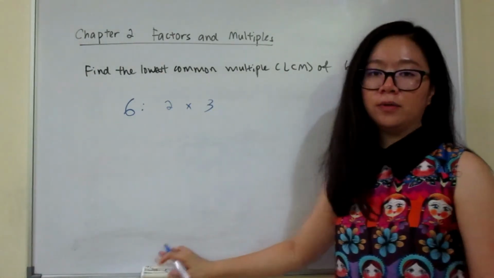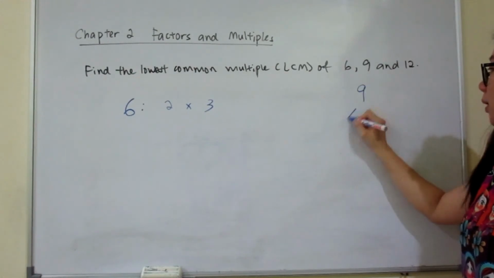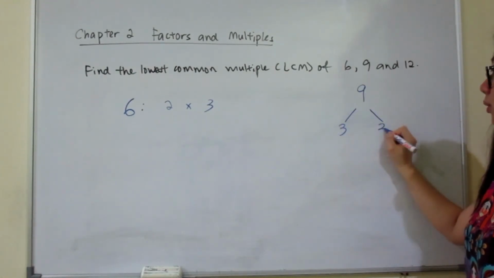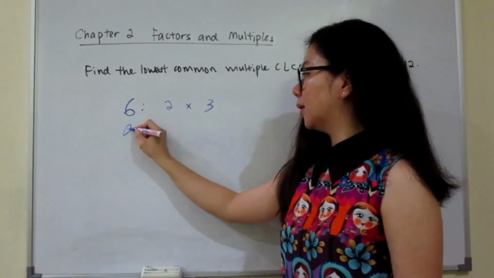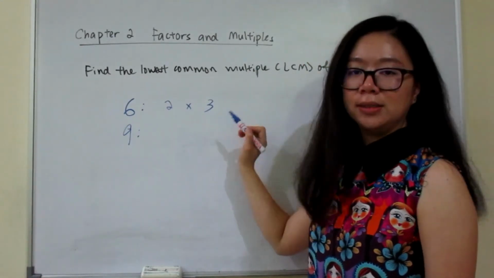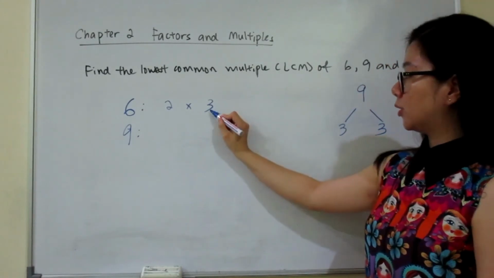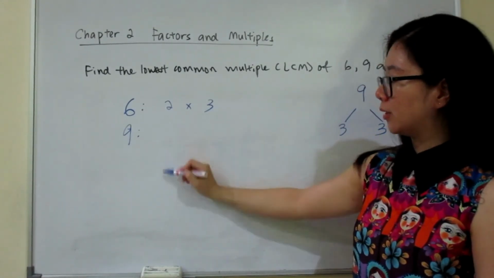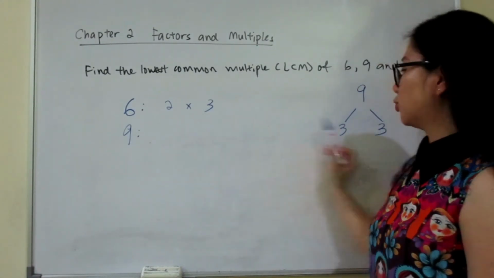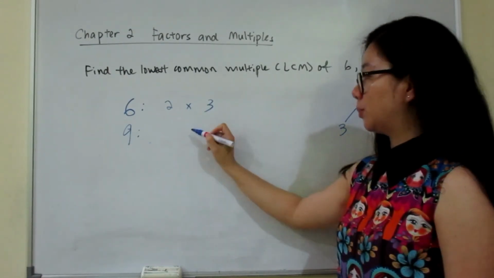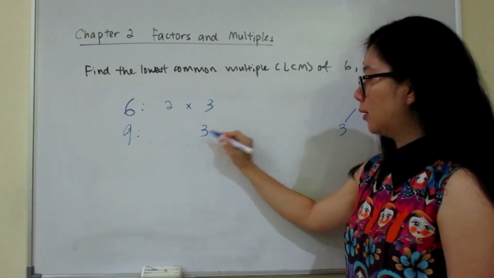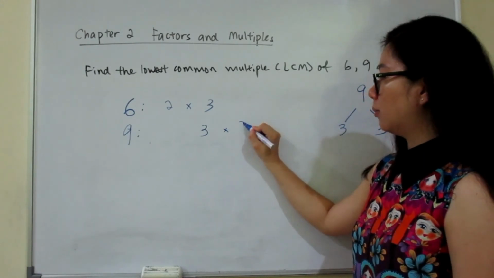Now go for 9. 9, we can split into 3 times 3. Cannot split further, so that's it. For this one, let's align the same numbers together. There's a 3 here and a 2, so this space has to be for 2. For 9, it is 3 times 3, there is no 2, so I skip the space, and then I start the 3 here. And then there's another 3, put here.